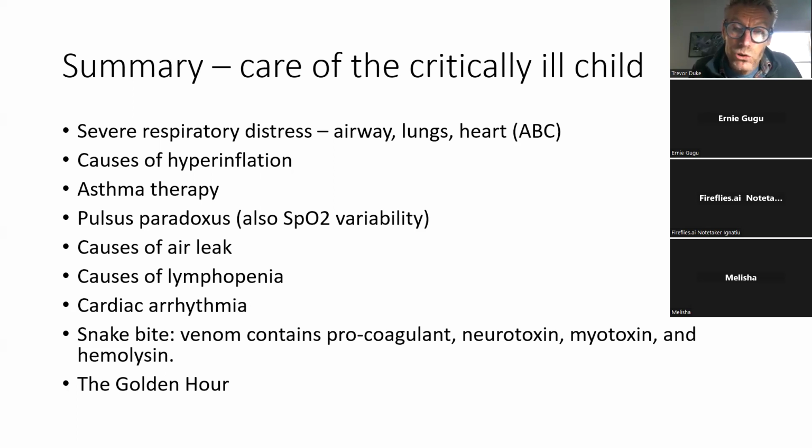We've talked about the causes of hyperinflation. We've talked about asthma therapy, acute asthma therapy. We've talked about pulsus paradoxus, this oxygen saturation variability. So when you see that next, try to take some time to understand what it means. We've talked about the causes of air leak within the lung and within the soft tissues. We've talked about the causes of lymphopenia. We've talked about a cardiac arrhythmia, Torsades de Pointes, and the value of magnesium in that setting.